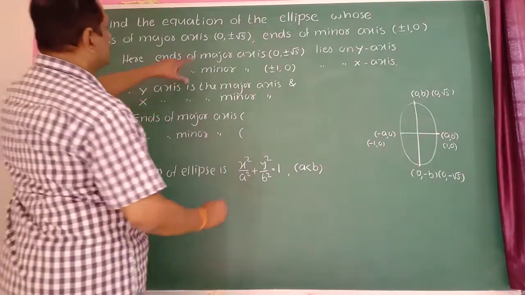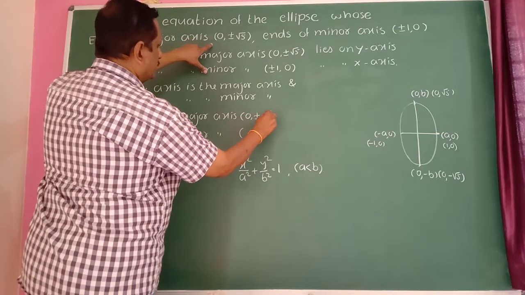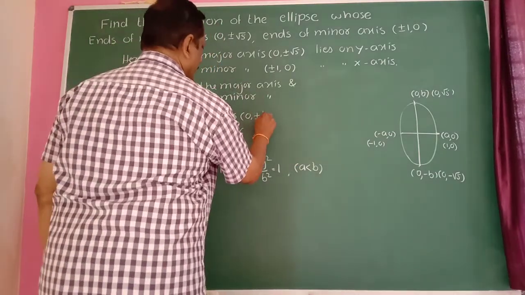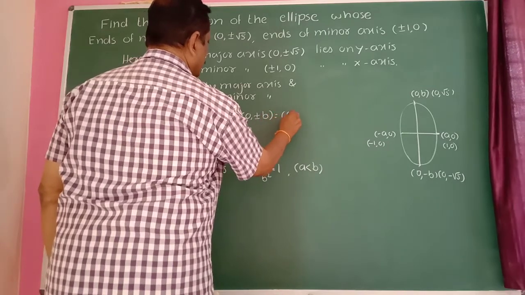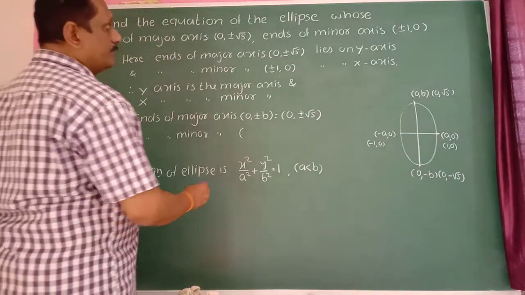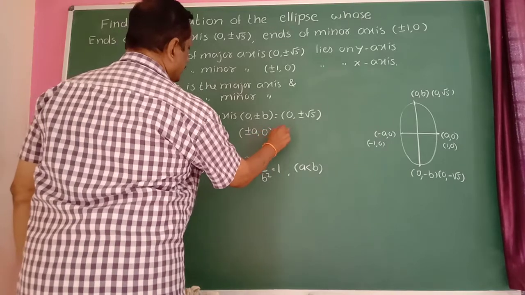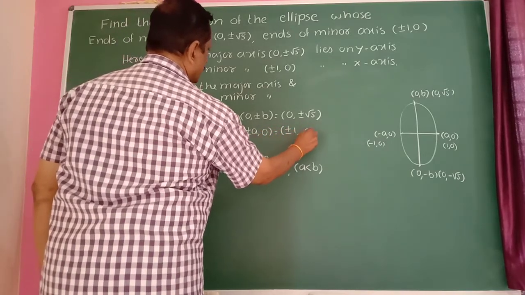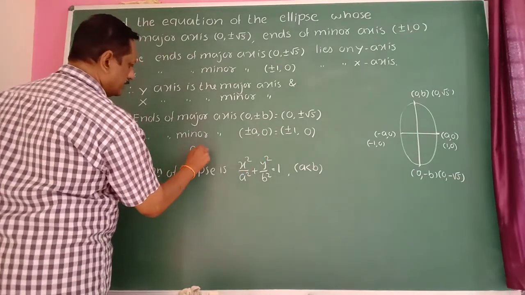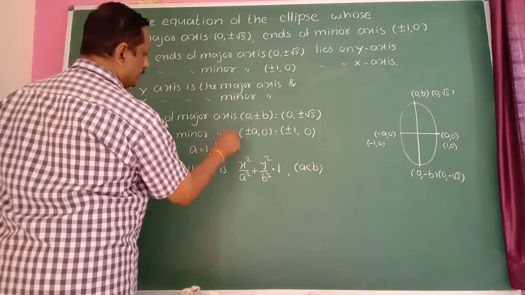Therefore ends of the major axis are 0 plus or minus b, which is equal to 0 plus or minus root of 5, and ends of the minor axis plus or minus a comma 0 is equal to plus or minus 1 comma 0. Therefore a is equal to 1 and b is equal to root of 5.